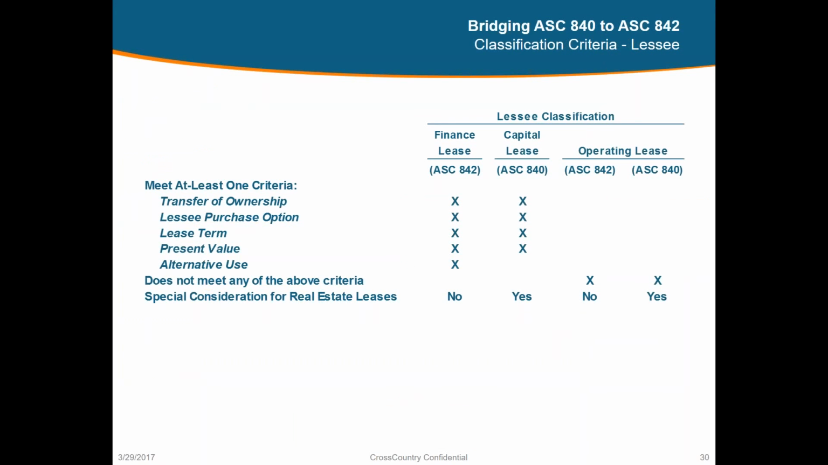This slide presents a bridge between the lessee classification criteria in Topic 840 and Topic 842. Two biggest changes are the addition of the alternative use test to the classification criteria for finance leases, which were previously referred to as capital leases, and the elimination of special considerations for real estate leases. The alternative use test, which is a criterion under the current IFRS standard, has been added to the classification criteria. As already discussed, there are also changes to the bright lines within the criteria.